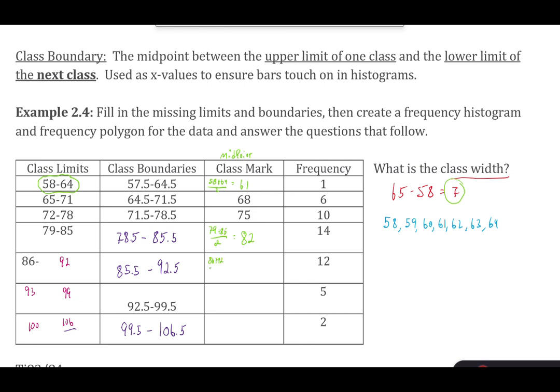86 plus 92 divided by 2. Again, following along with me, you should get 89 for your class mark. Another way of thinking about this is 89 would be 3 above 86 and 3 below 92, so it would be the midpoint. I'm just going to fill in the last two here. Again, 93 plus 99 divided by 2 will give us 96, or again, we could add 7. And the middle number between 100 and 106 will be 103.